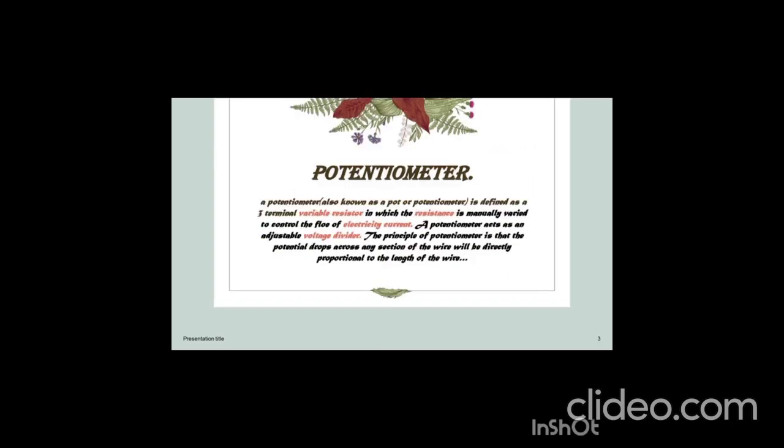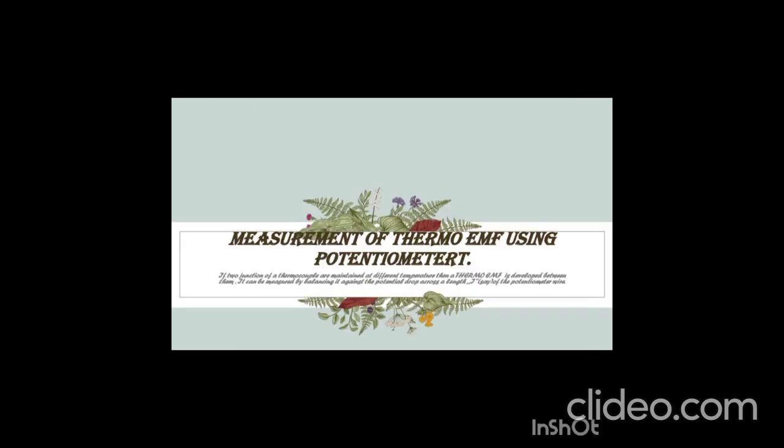Potentiometer. A potentiometer is defined as a three-terminal variable resistor in which the resistance is manually varied to control the flow of electricity. The principle of the potentiometer is that the potential drop across any section of wire is directly proportional to the length of the wire. Next, measurement of thermo EMF using potentiometer. If two junctions of a thermocouple are maintained at different temperatures, then thermo EMF is developed between them. It can be measured by balancing it against the potential drop across a length l.